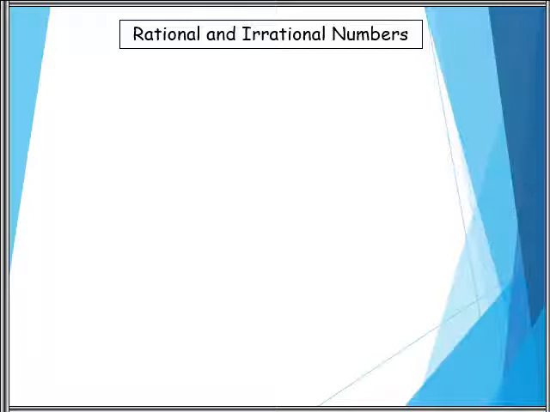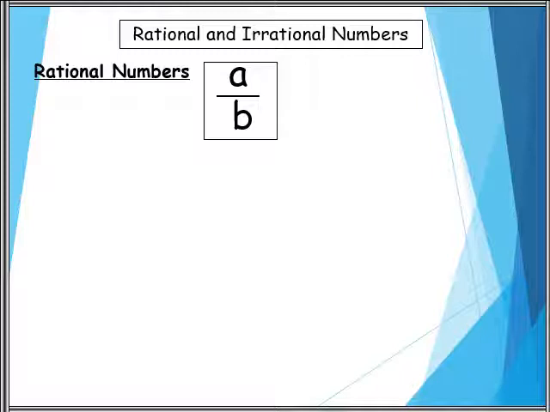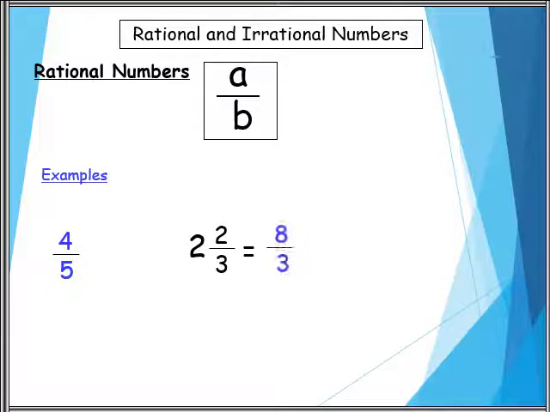Rational and irrational numbers. At first, rational numbers are of the form A over B. We said before, a rational number is any number that we can write as a fraction. For example, 4 over 5 is a rational number because it has the form A over B. 2 and 2 over 3 equals 8 over 3. We can convert a mixed number to a fraction, so it's a rational number.